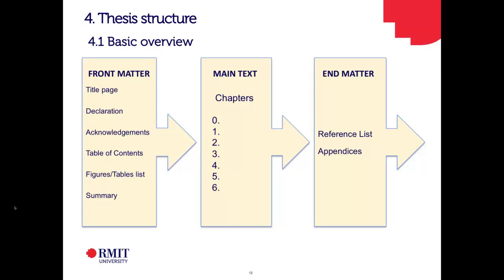An overview of the thesis will show that it is divided into 3 basic sections. The front sections of the thesis include the title page, the declaration that this is your work and no one else's, acknowledgement of others who have supported you, the table of contents, and a list of figures or tables or images as relevant, and a summary or abstract. The main text contains the thesis chapters from introduction to conclusion, and the end sections include the reference list, or perhaps a bibliography, and appendices, which might include tables of research results, key archival material, or a glossary of terms.